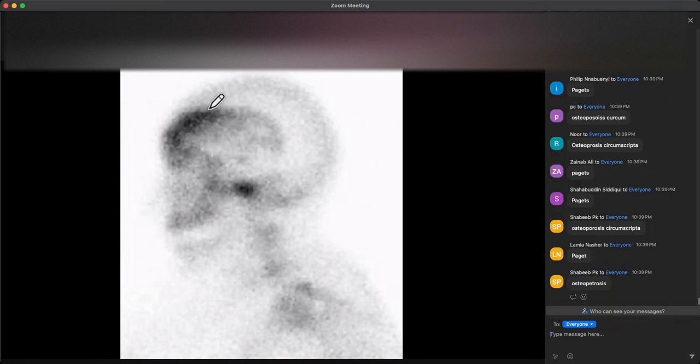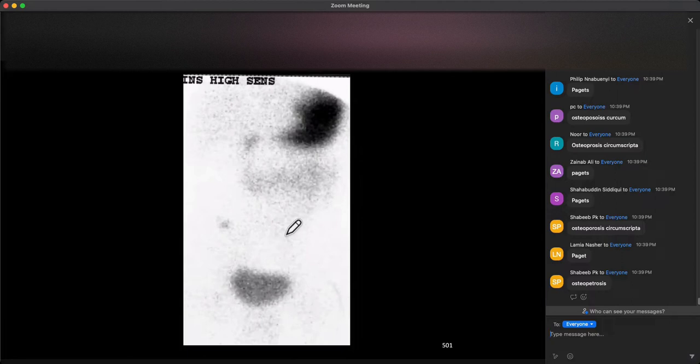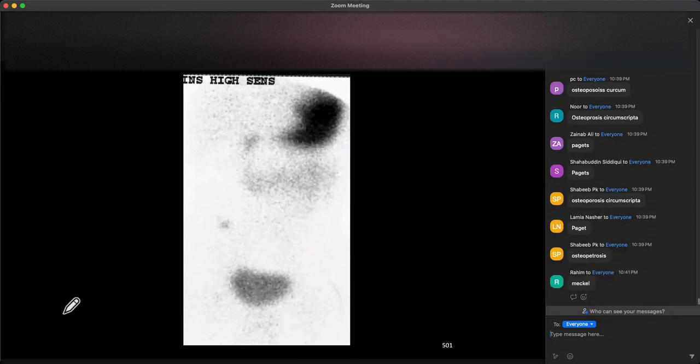Here's another example of Paget's on a bone scan, where we've got the side view of the osteoporosis circumscripta. While we're on the subject of nuclear medicine, what is that scan?